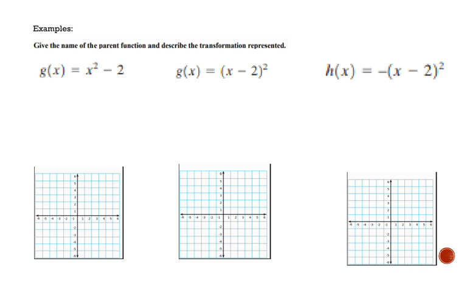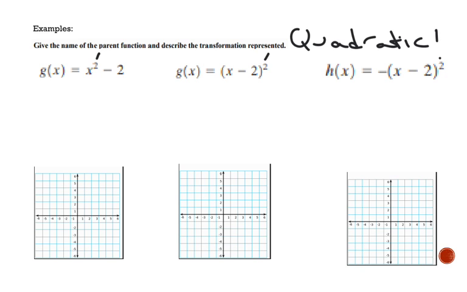Okay, so we're going to look at some examples. It says, give the name of the parent function and describe the transformation represented. So notice how each one of these has this exponent of 2. That means that this is a quadratic function. This is a quadratic, okay, which is what you did in Math 11.